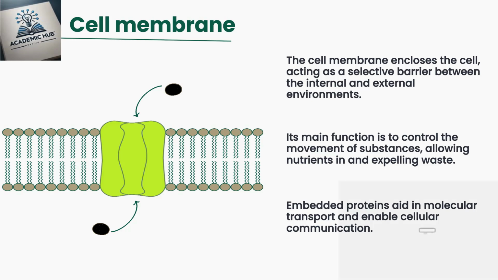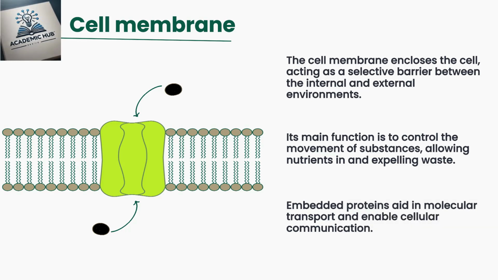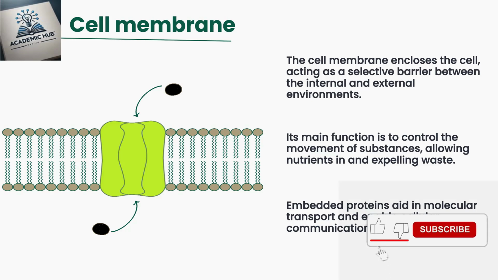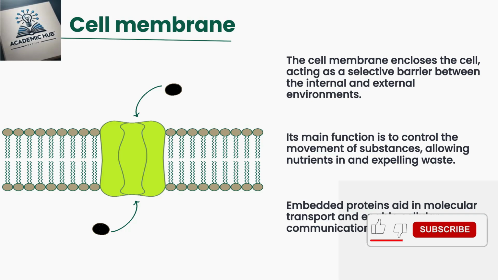Proteins embedded in the cell membrane have catalytic function, meaning they act as enzymes to speed up chemical reactions at the cell surface. For instance, certain digestive enzymes are found in the membranes of the intestinal cells, where they help to break down complex nutrients into simpler molecules that can be absorbed.